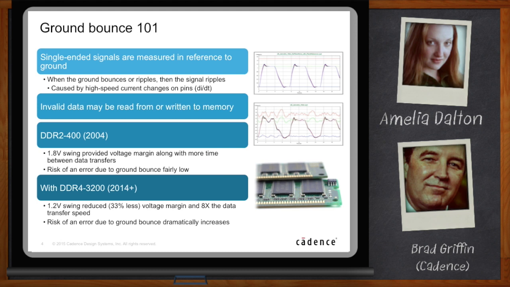You had margin to play with, I guess is the best way to look at it. But fast forward to today, or actually last year when DDR4 3200 was announced, I mean, that's screaming, right? And then they lowered the voltage to 1.2 volts. That's 1/3 less. 1.2, 1.8 doesn't sound like that much, but if you realize that's 33% less, and you're 8 times the data speed, that risk of an error due to ground bounce or power droop is significantly increased. And so therefore, you really need to simulate that to be able to see what those effects are so you don't suffer the problems in the lab.